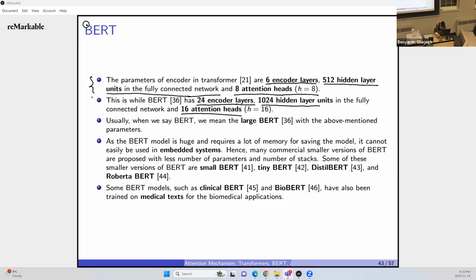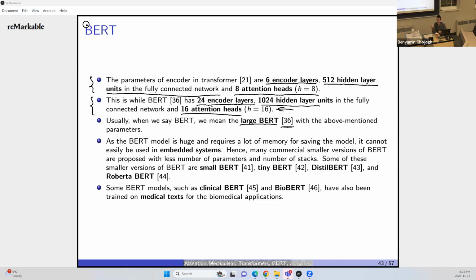BERT uses much more. Why? Because they want to have more learnable parameters, and also they want to make it stronger, with more hierarchies of attention pairs, right? Usually when we say BERT, we mean large BERT, which has these parameters. But there's a problem.